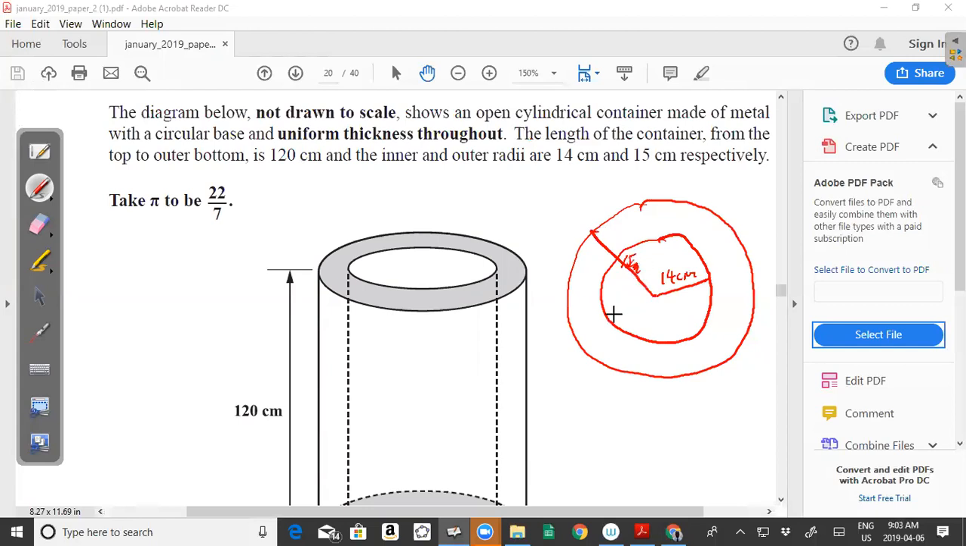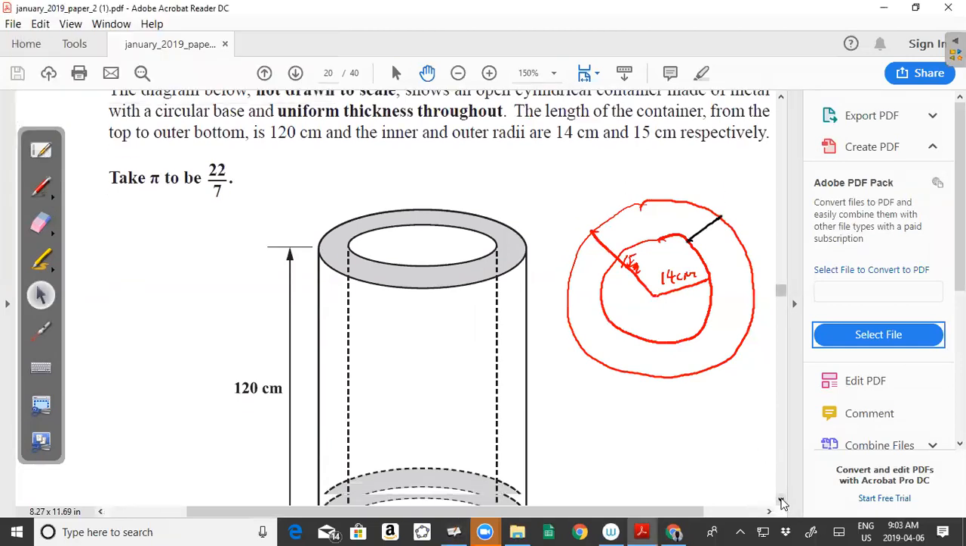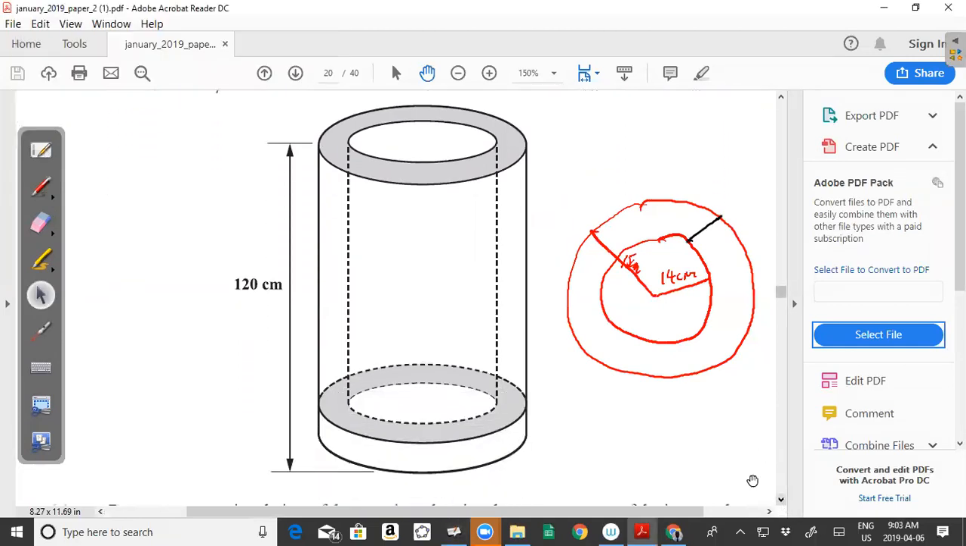So that's the cross section that you're drawing there. And of course, it's a thickness. This is the thickness that you're talking about. This is throughout the entire container, even at the bottom too as well. The bottom of the container here has a thickness too as well. The same thickness, same length, same measurement. The thickness throughout the entire container.